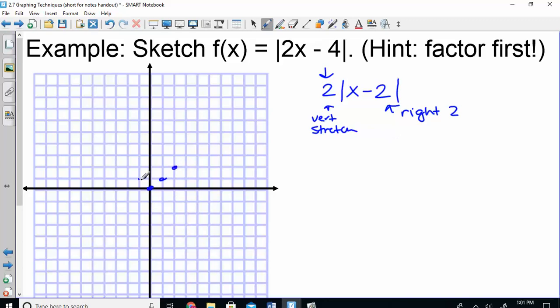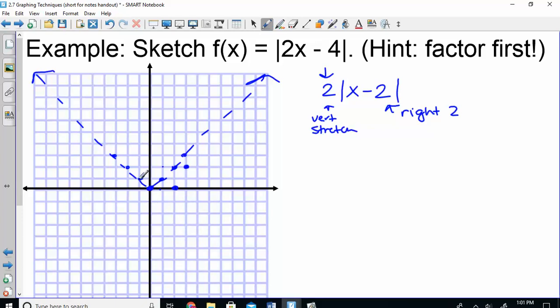So we have our parent function. Okay, so for each of these points, a vertical stretch is like multiplying your y by 2. So right here, my y is 0. 0 times 2 is still 0. And then I go right 2. So this point, I have a y value of 1. 1 times 2 would be 2. And then we go right 2.